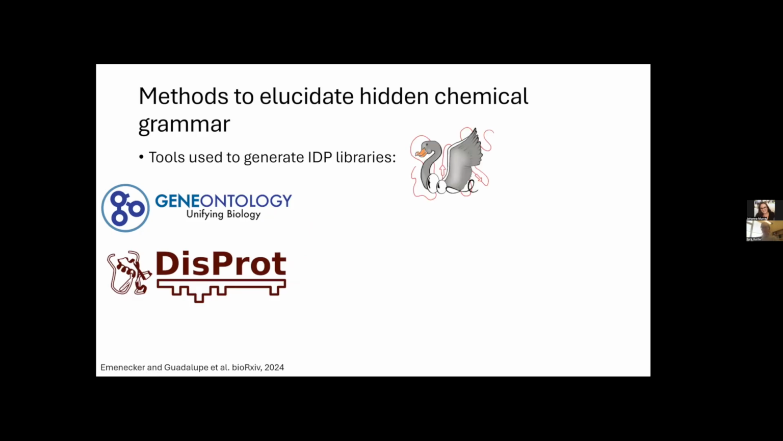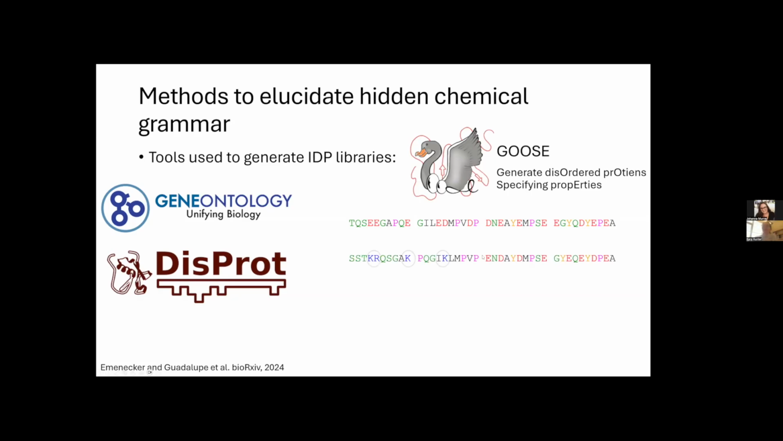So we use this Python package developed by our collaborators in the Holehouse Lab called Goose. This Python package specifies specific properties. We take an amino acid sequence here and we generate variants with increased charge. In this case, we increase the positive charge, so we have these lysines and arginines now. In another variant, we have more negative charges, so we have aspartic acid popping up more than in the original variant.